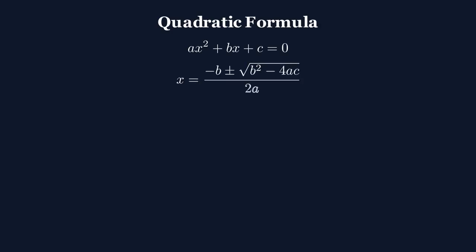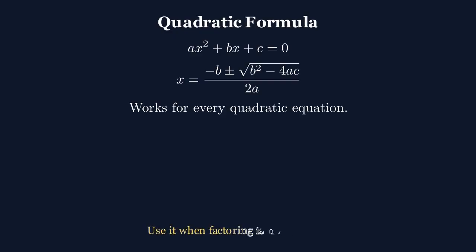The quadratic formula solves any quadratic equation in standard form, ax squared plus bx plus c equals 0. The formula is x equals negative b plus or minus the square root of b squared minus 4ac, all over 2a. This is the most dependable method, especially when factoring does not work nicely.